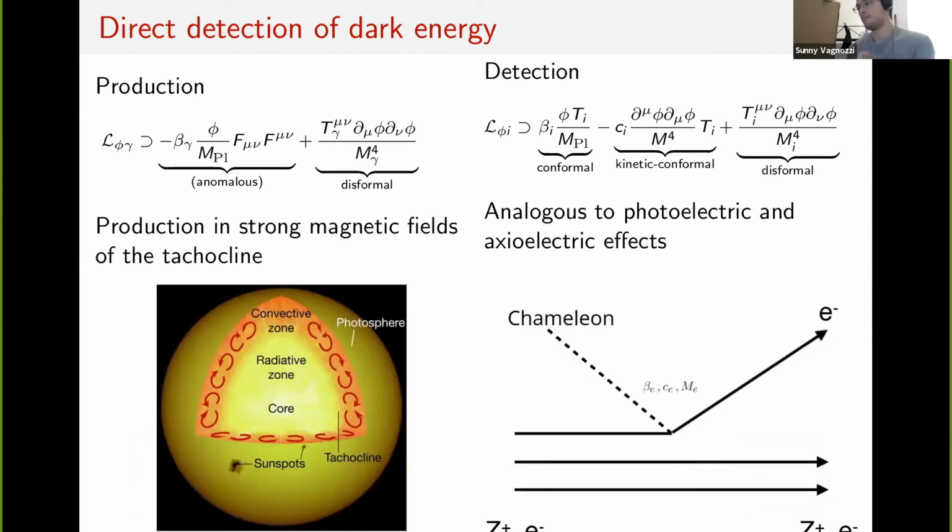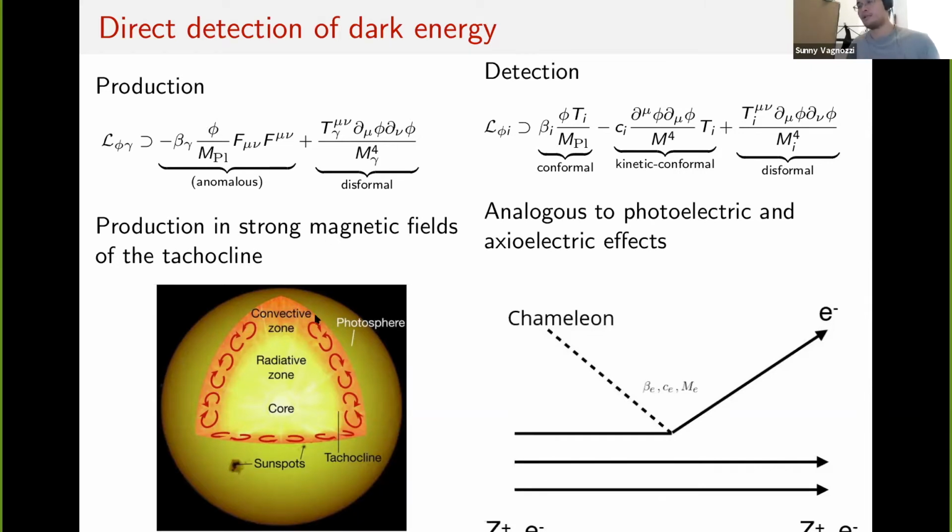In order to detect this dark energy scalar, screened dark energy, we need a production mechanism and a detection mechanism. So for production, we consider two possible couplings. These are the most general lowest order couplings you can write between a dark energy scalar and the photon field. The first is an anomalous coupling to the photon field strength tensor, F squared. And the second is a so-called disformal coupling, where you couple derivatives of the field to your energy momentum tensor. So what this does in practice is it allows you to produce dark energy quanta inside very strong magnetic fields.